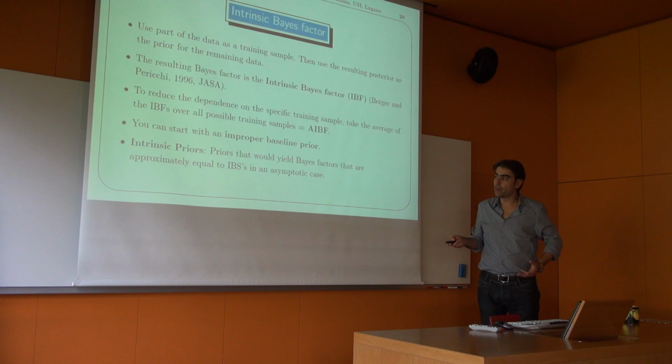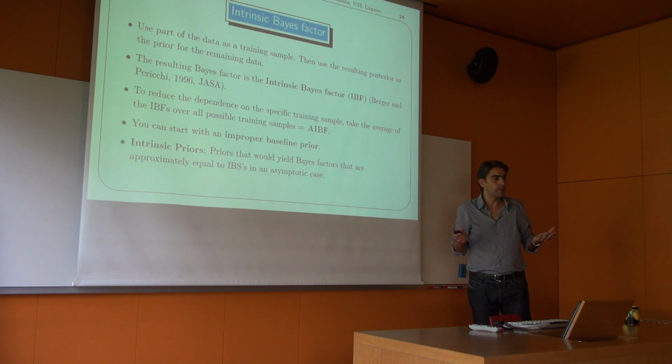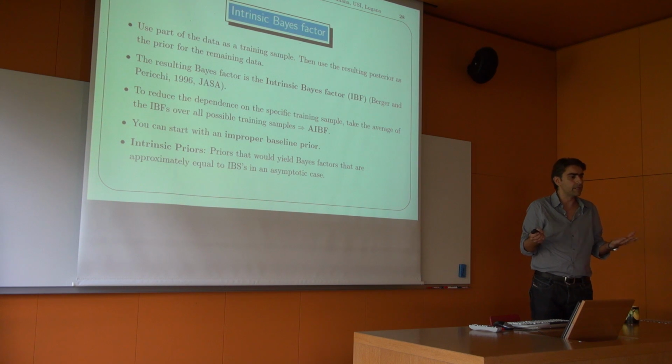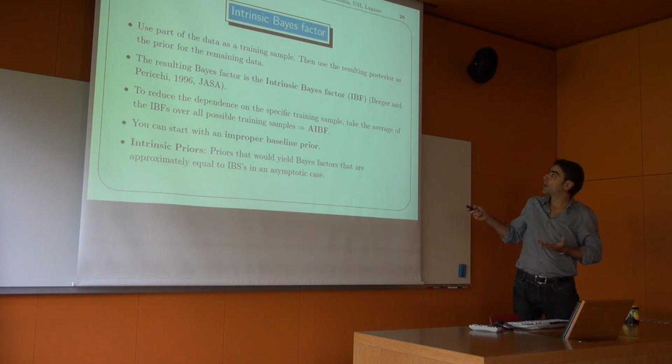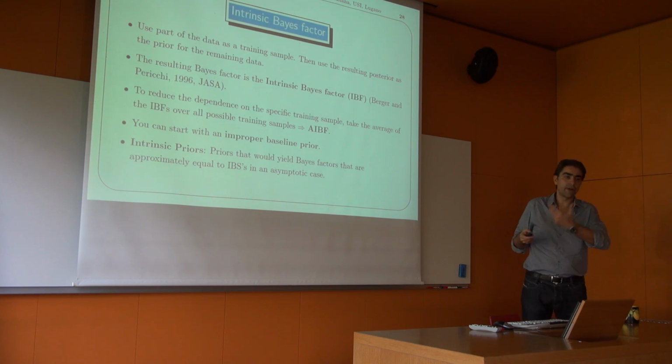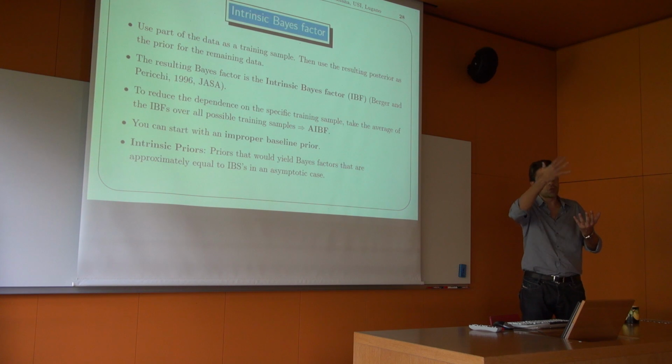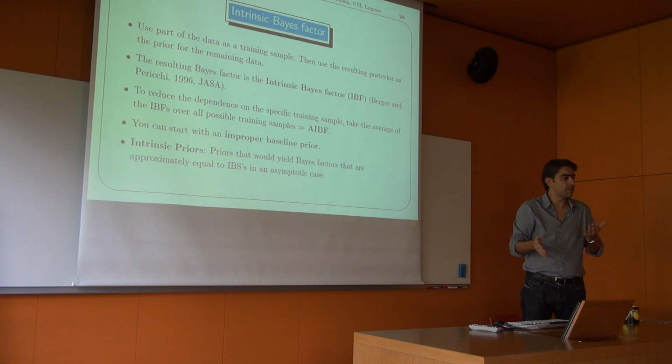So I'm going to focus a little bit on this. The idea is very simple. It's like doing cross-validation, in a sense. So this is the intrinsic Bayes factor: you use part of the data as a training sample, and then you use the resulting posterior as the prior for the remaining data. Because you do this approach twice, even if you start with an improper prior, the normalizing constants appear twice, so they are going to cancel out. So you don't have problems. You can calculate Bayes factors, intrinsic Bayes factors, this is what they call them, even with improper priors.